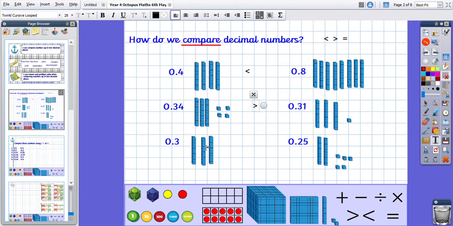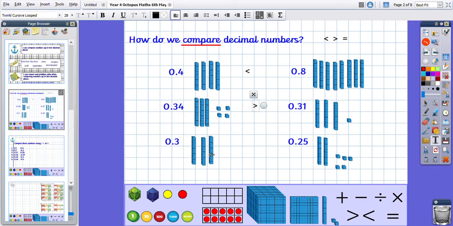My last example, I have 0.3 and 0.25. Now, looking at these numbers, I think 0.25 looks a large number because it's got 3 digits. It's got a 0, a 2 and a 5, whereas 0.3 has only got 2 digits in it. So surely 0.25 is the larger number. Let's have a look using Deans. So I've got 3 tenths, 1, 2, 3. For 0.25, I've only got 2 tenths, 1, 2, but I've got 5 hundredths, 1, 2, 3, 4, 5.